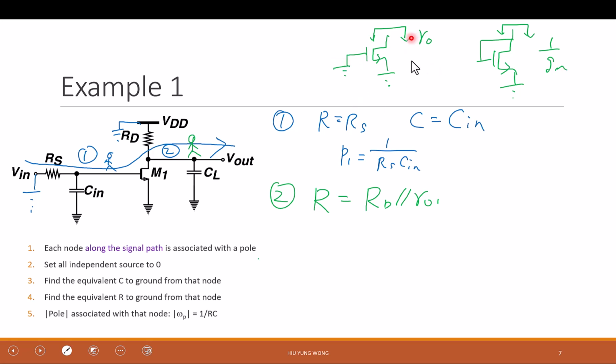If the gate is grounded, yes, it's RO. If it is not, for example, if I connected it to the drain, or through some resistor connected it to the drain, it won't be RO, right? If it is connected to the drain directly, it's 1/GM, because it is diode connected. Make sense? And that's why I'm challenging him. I say, can you argue that this is actually grounded?